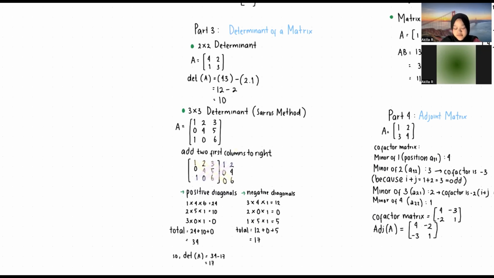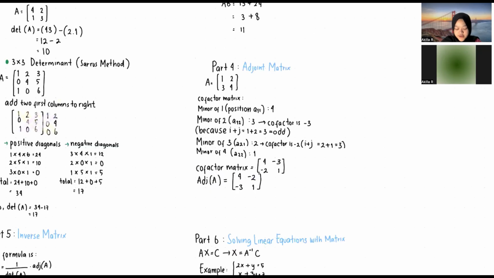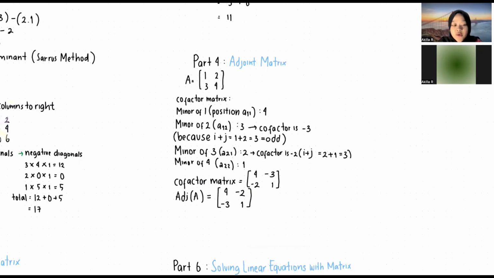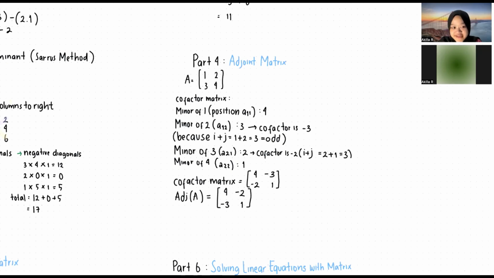Okay, let's continue here to adjoint matrix. Now that we have learned how to find the determinants, let's move on to the adjoint of a matrix. The adjoint is the transpose of the cofactor matrix. It's used when we want to find the inverse of a square matrix. This is a 2 by 2 matrix, so we have to find the cofactors of each element.